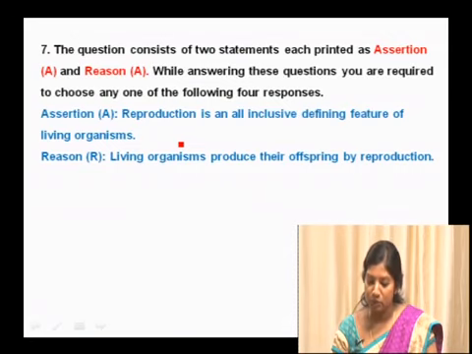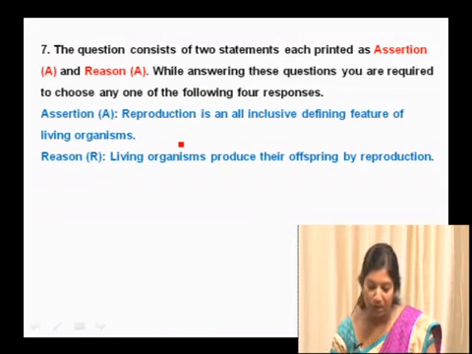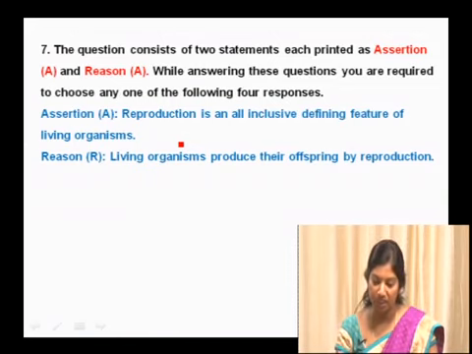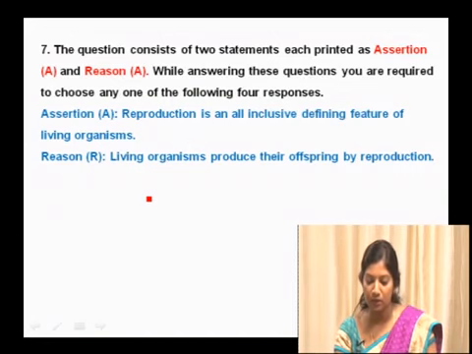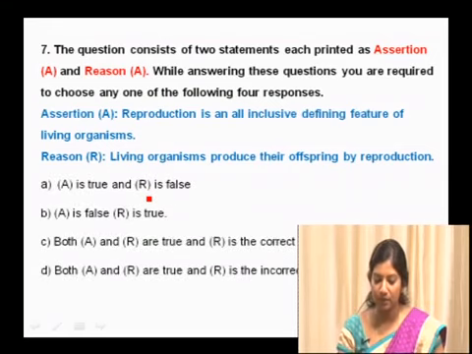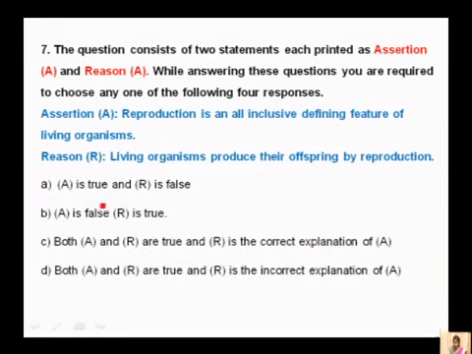Living organisms produce their offspring by reproduction. It is a correct statement. Living organisms reproduce their offspring by reproduction. So let us see what are the options given. A is true, that is, assertion is true, and R is false. That is a wrong option. A is false, R is true. This is a correct option.